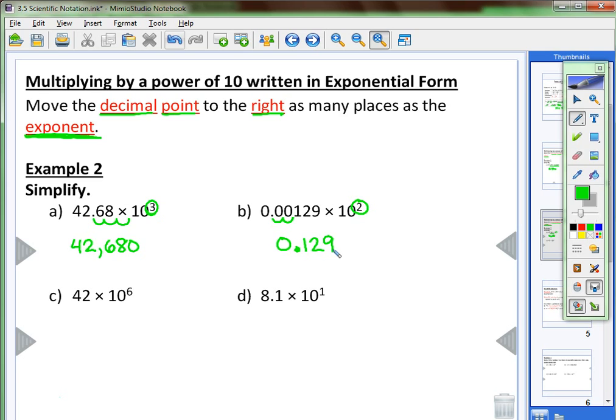In part C, we have a whole number. That means the decimal point is after the 2. But we still have to move it 6 places. So 1, 2, 3, 4, 5, 6. This time we're actually going to add 6 zeros. And we get 42 million as our answer. And finally, part D, 8.1 times 10 to the 1st, so it moves 1 place, and we get 81 as the answer. I'm going to give you a couple problems that are not on your outline to do. You can answer them as they come up on the screen.